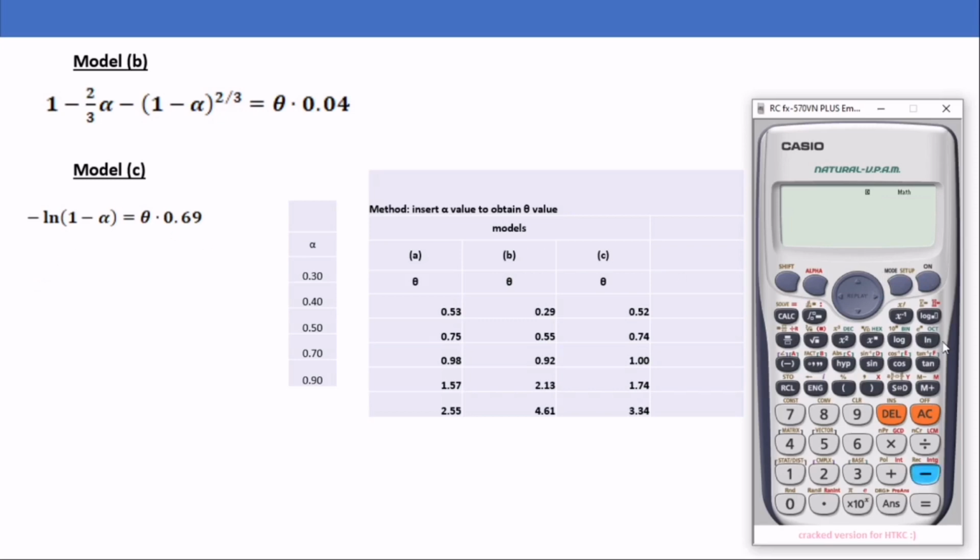So we have negative ln, bracket open, 1 minus alpha. For alpha they've given us 0.3, so 0.3. Then we close the bracket. I'm trying to solve it using the equation on the calculator. So alpha, plus solve, then we equate it to theta. I'm going to represent theta with an x, times 0.69. Then I press shift plus solve, then I solve for x.